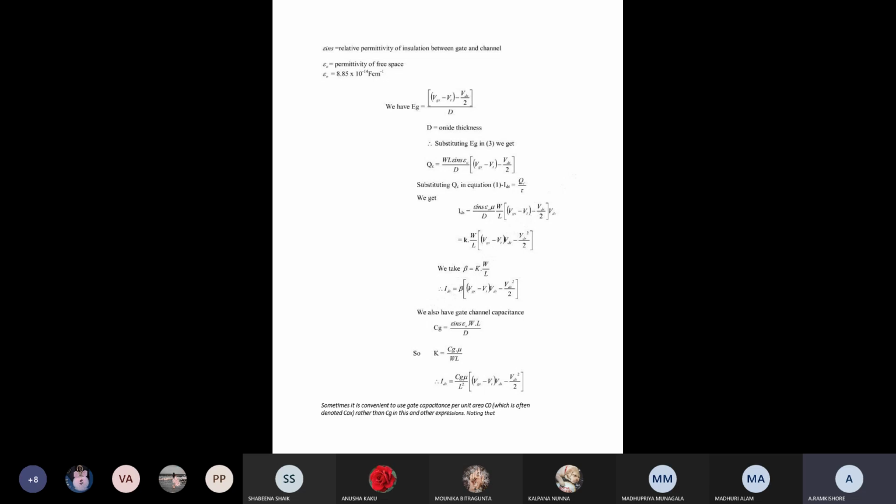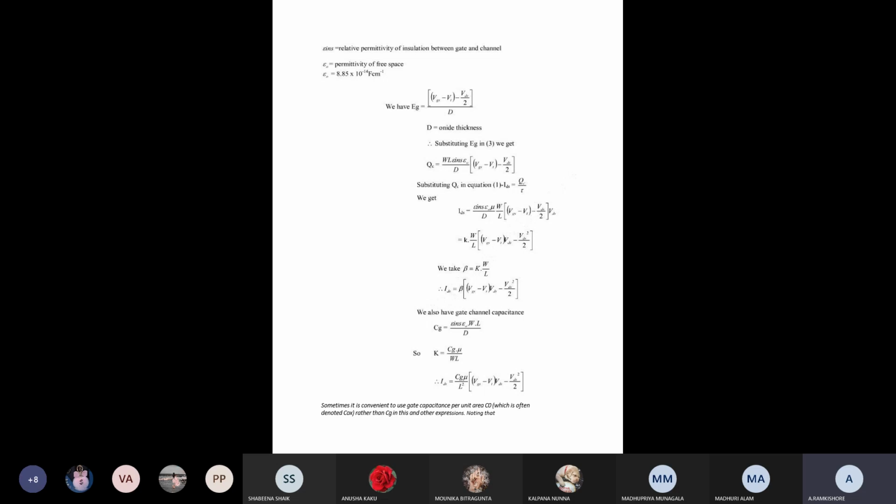So already we know that the gate voltage EZ is equal to (VGS minus VT minus VDS by 2), the whole bracket divided by D. In this PPT also you can see EZ is equal to (VGS minus VT minus VDS by 2) again divided by D. So here D is equal to the oxide thickness. This EZ equation will be substituted in equation 1.